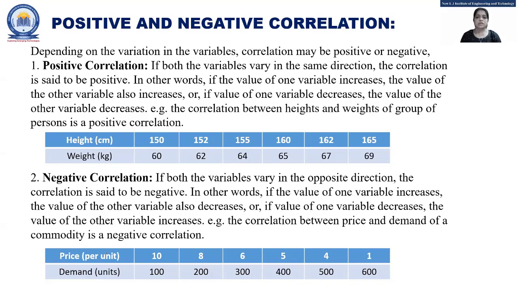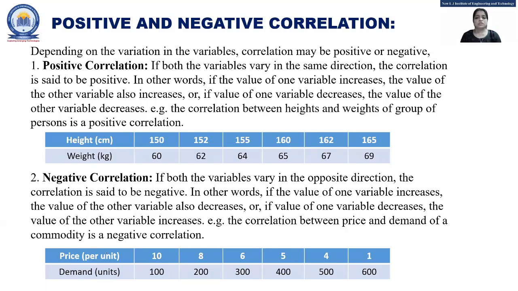Depending on the variation in the variables, correlation may be positive or negative. First, positive correlation: if both the variables vary in the same direction, the correlation is said to be positive. In other words, if the value of one variable increases, the value of the other variable also increases, or if the value of one variable decreases, the value of the other variable also decreases.